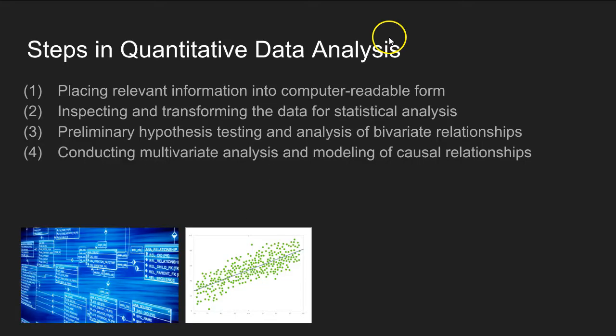You can think about quantitative data analysis in terms of 4 basic steps. In the first step, you're basically taking information that you've collected from the social world, such as a survey questionnaire that's completed by one of your respondents, and then taking that relevant information and putting it into a form that can be readable by a computer and entered into a database that can be analyzed with statistical software. So you're taking information from questionnaires or survey instruments and transforming it into a computer-readable form.